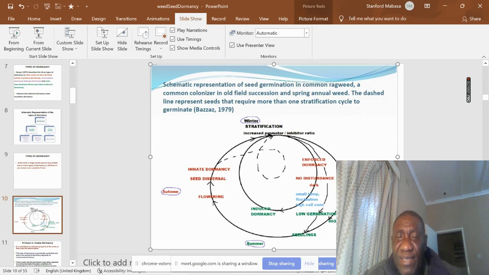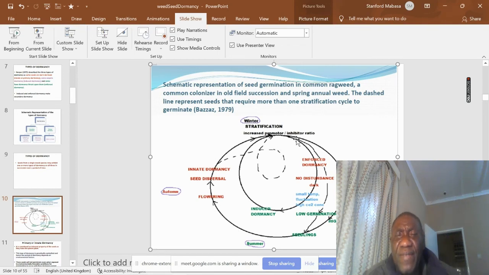These conditions will break dormancy, together with the hormones which have been built inside the seed. So germination will now commence in summer. It could be high germination of seeds, and the cycle will be repeated.